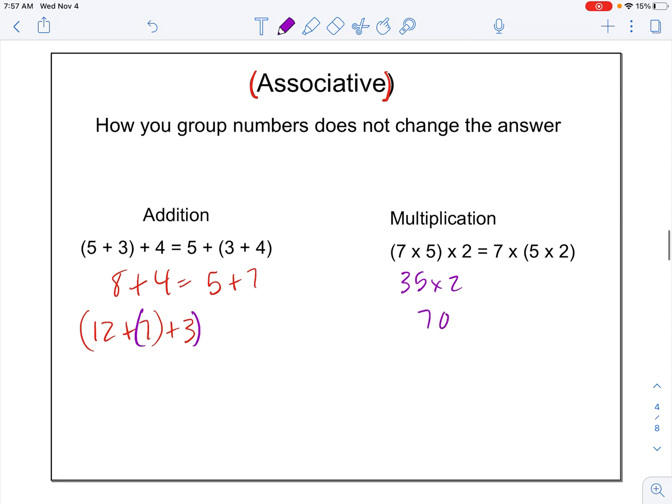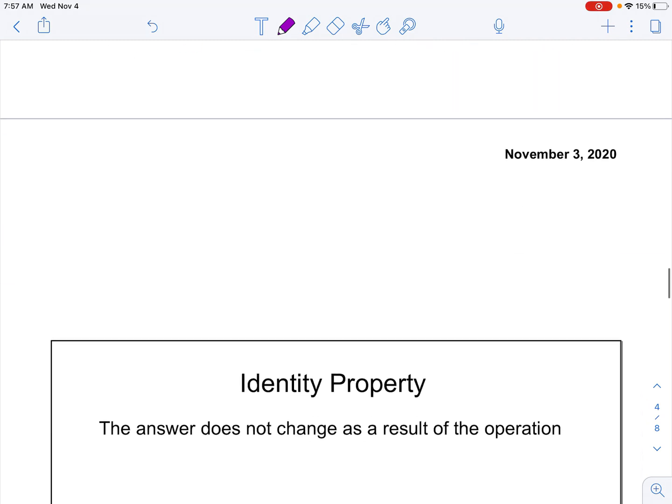But over here, I have to do this first, so it's 10 times 7. I still get 70. So I'm going to reorder these or regroup these because I want to do this first, because that's a 10. And multiplying by 10 is really easy. So I'm going to kind of switch my associations around just to make my life a little easier.